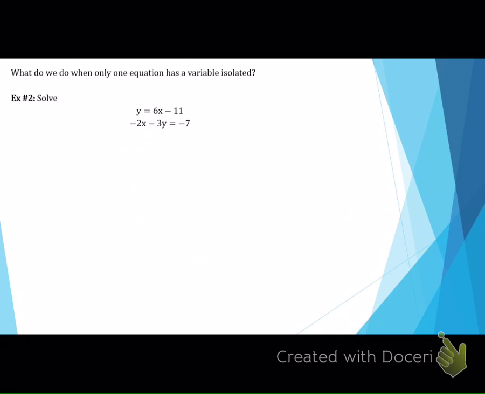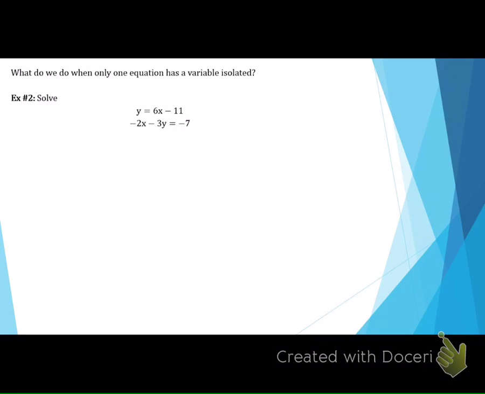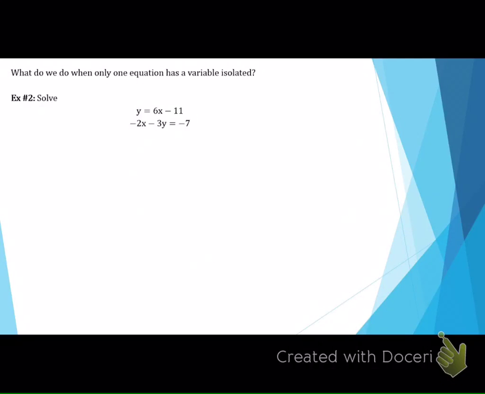All right then. So it says, what do we do if only one equation has a variable isolated? Well, our first step is to isolate a variable. Do we need to isolate a variable in this first one then? Is there a variable already isolated for us? So do we have to worry about step 1 then?